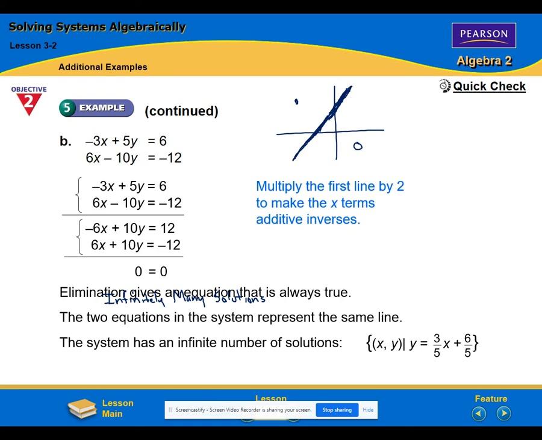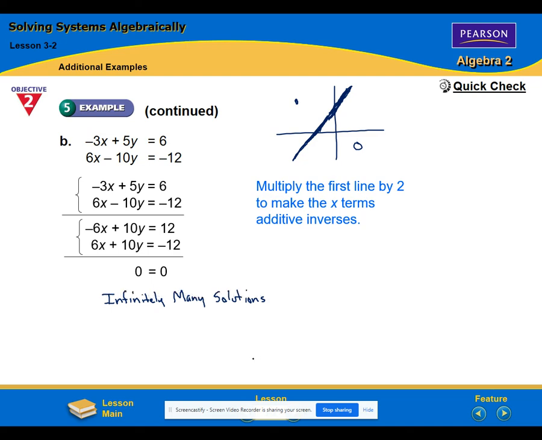This would be the slope-intercept version of these two equations. These two are the same equation, just different forms in standard form. One's a multiple of the other. And then this would be what it is in slope-intercept form. I'm not a fan of that. Let's just stick with infinitely many solutions.